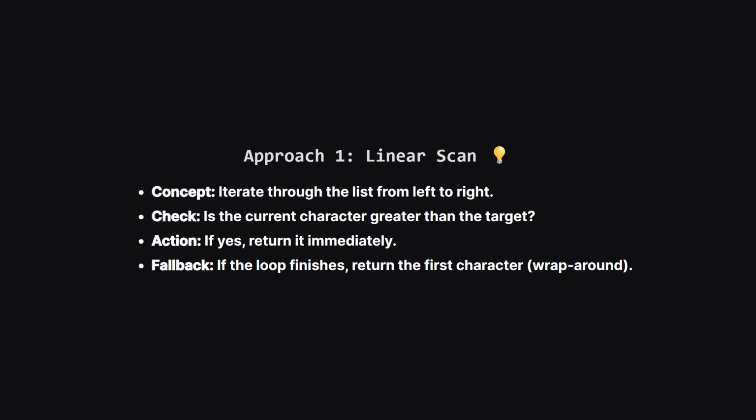So the first and most straightforward way to solve this is a linear scan. Since the list is sorted in non-decreasing order, the first character we encounter that is strictly greater than our target is guaranteed to be the smallest such character. We just walk through the list one by one. If we find a match, great, we return it. If we finish the entire loop without returning, it means every character was smaller or equal to the target, so we return the first character of the list to satisfy the wraparound rule.